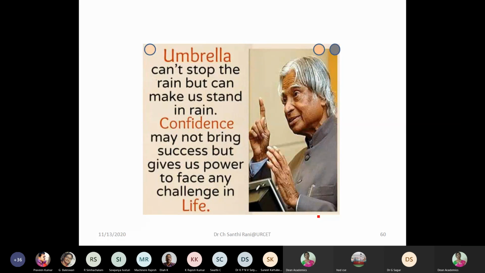With these few points, I want to quote a famous quotation of our people's president, APJ Abdul Kalam: an umbrella cannot stop the rain, but can make us stand in the rain. Similarly, confidence may not bring success, but gives us the power to face any challenge in life. I hope the country is going to face many challenges because of this NEP, and even the teachers, the complete teaching fraternity, are going to face many challenges. So let us all make this happen with more and more confidence and respect for our Indian tradition and culture.